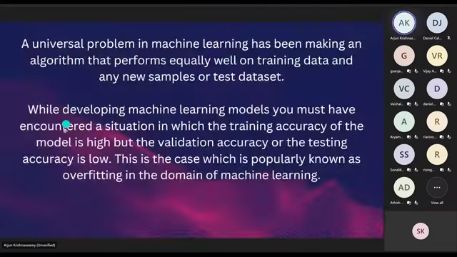As I mentioned before, a universal problem in machine learning has been making an algorithm that performs equally well on training and test. It's usually the training accuracy which is much higher than the test accuracy, so we want to change that. We want the right balance such that both accuracies are pretty good. This is popularly called overfitting in machine learning. If you attended the earlier sessions on regression, you must be familiar with this term. If not, I'll give a brief recap about overfitting and underfitting, and other related problems.